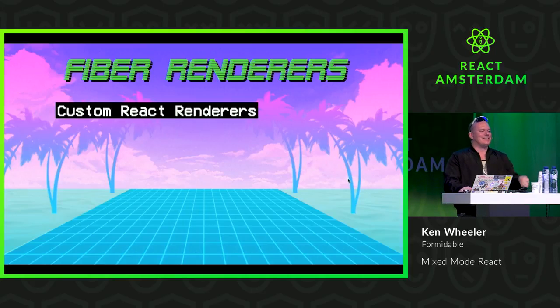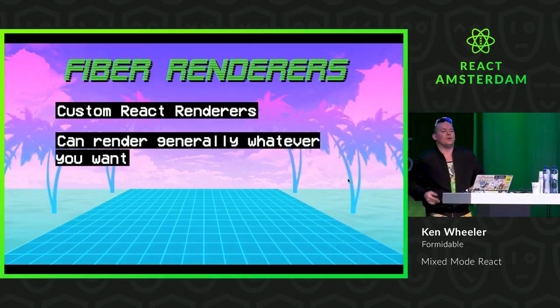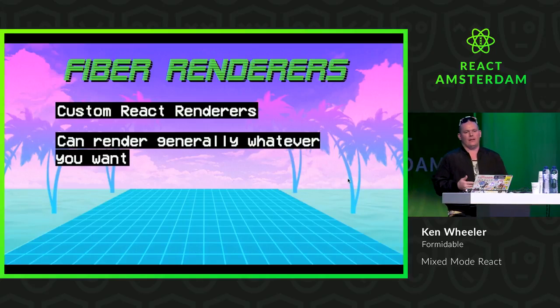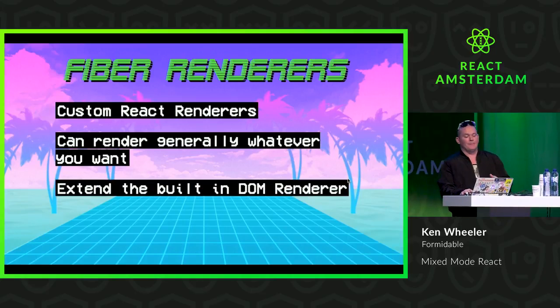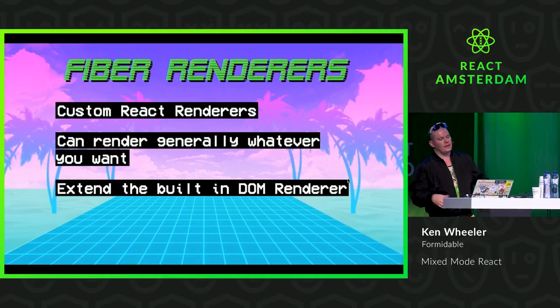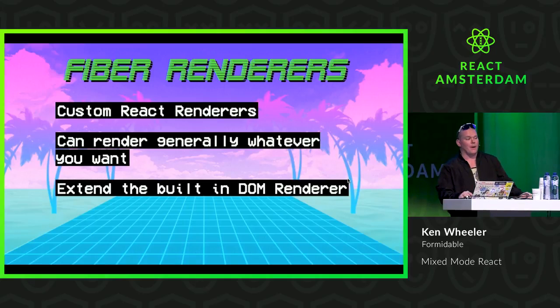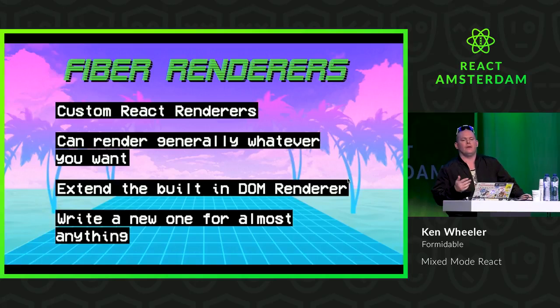So yeah, they're custom React renderers. And you can render pretty much whatever you want. Like the way that the DOM renderer gets a piece of HTML and knows to update HTML with a bunch of browser APIs that nobody uses anymore. You could do the same thing with almost anything, right? So you could either extend the built-in DOM renderer, if you want to do something custom with your HTML, or you can write a new one that React kind of renders to whatever you want.